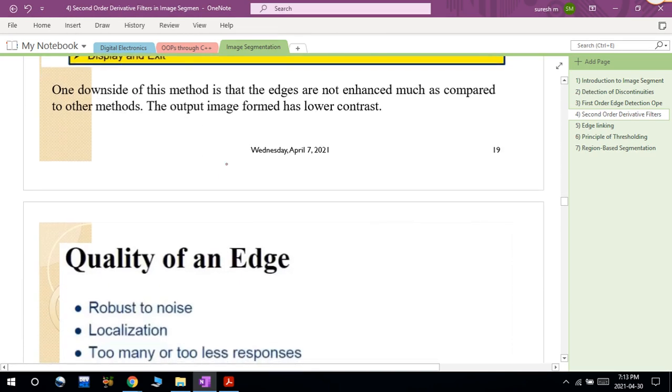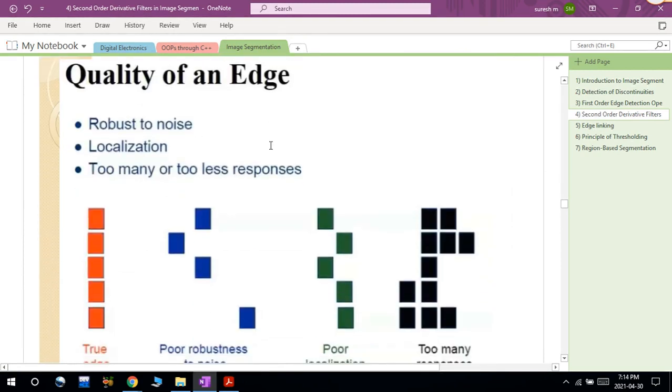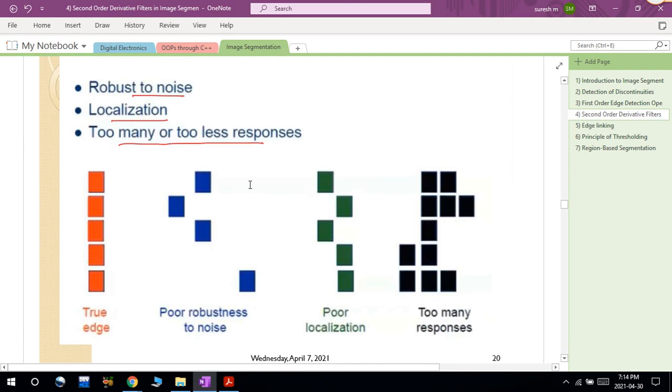This is the process that we are going to apply in the differentiation of Gaussian, and later we will discuss the quality of an edge. How can I define the quality of an edge? The edge should be robust to noise, the edges should be localized, and there should not be too many or too few responses. I can explain with one example: this is the actual true edge, but there is noise, because the actual edge is in this manner, but I am getting values like this. So this is very poor robustness to noise.